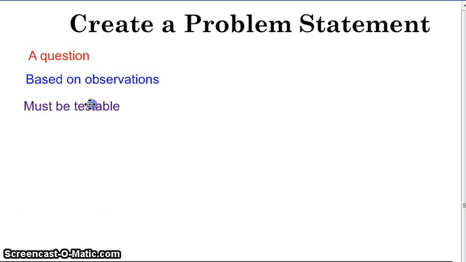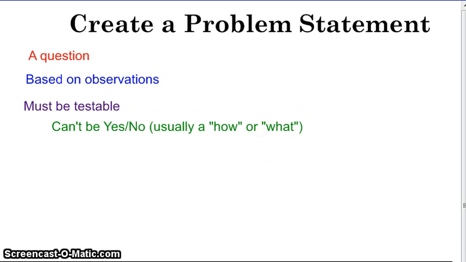The first thing you do as part of the scientific method is create a problem statement. The problem statement is a question. It must be based on observations, and it must be testable. Now what does it mean to be testable? Basically a testable problem statement or a testable question is not a yes-no answer. So "is the grass dying" is not a question that is testable scientifically. We don't need the scientific method for that. Usually the scientific method answers questions that start with how or what.